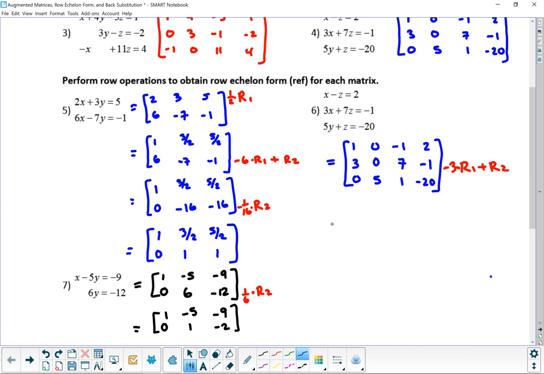Okay. So that's going to cause this to look like, let's see. So row 1. So 1 times negative 3 is negative 3 plus 3 is 0. That's what we want. Negative 3 times 0 is 0. 0 plus 0 is still 0. That's fine. Negative 3 times negative 1 is 3. 3 plus 7 is 10. And negative 3 times positive 2 is negative 6. Negative 6 plus negative 1 is negative 7. So that's what my matrix is going to look like now. And row 1 and row 3.